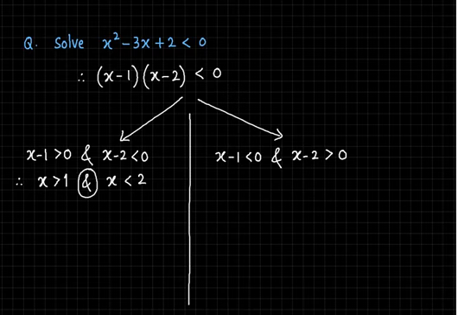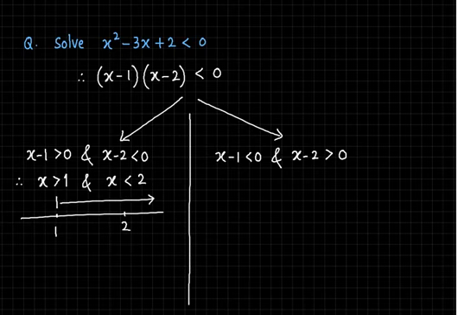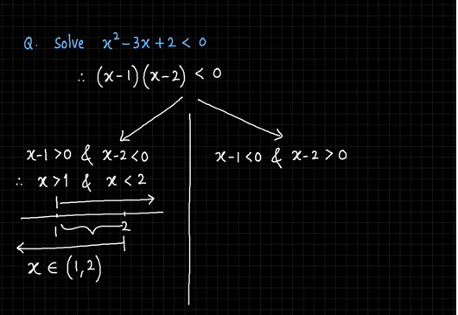Now because of this 'and', we have to think of all the values of x which satisfy both of these inequalities simultaneously. Okay, so how to do that? We want x to be greater than 1, but we want x to be less than 2 also. So what is the common region between them? Clearly it is the region that lies between 1 and 2, excluding the values 1 and 2. So here the solution is x must lie between 1 and 2 but not equal to 1 and 2 themselves. So this is an open interval. Okay, so this is one part of the answer.